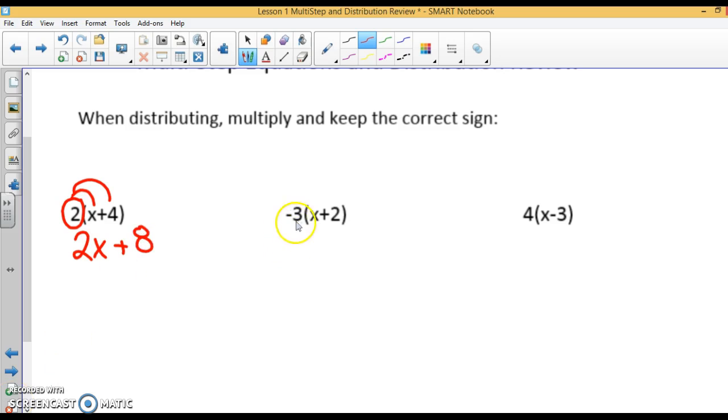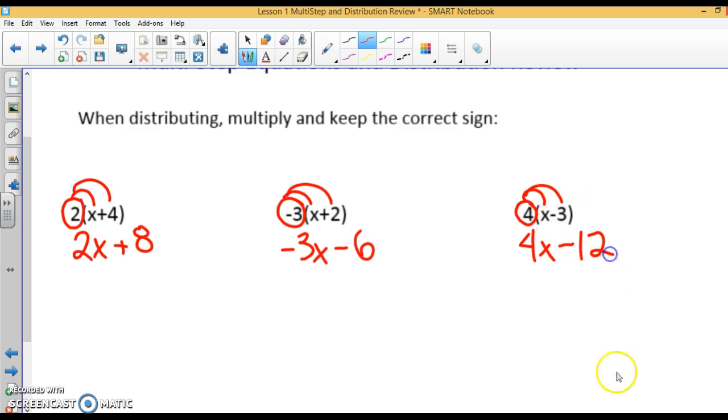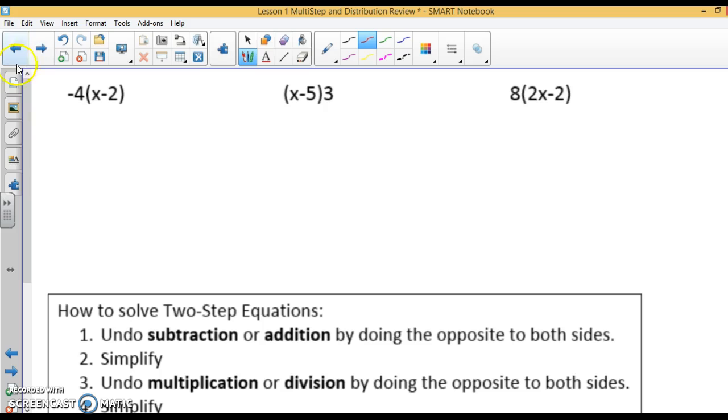Right? Same thing over here. I have a negative 3 out front. I want to multiply that inside my parentheses. So I'll have negative 3x. Negative 3 times 2 is going to be negative 6. Then my last one over here, I have a 4 outside, and I want to multiply it in. I'm going to do 4 times x, so 4x. I'm going to do 4 times negative 3. You want to keep that sign. So I'll have minus 12. Right? So I'm going to skip over those 3.